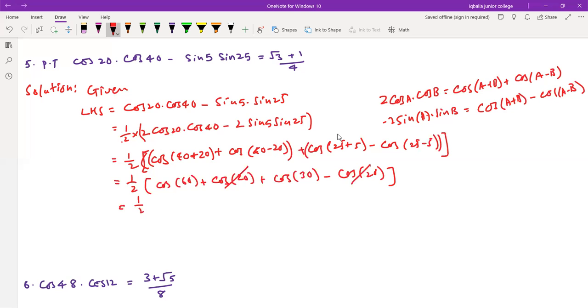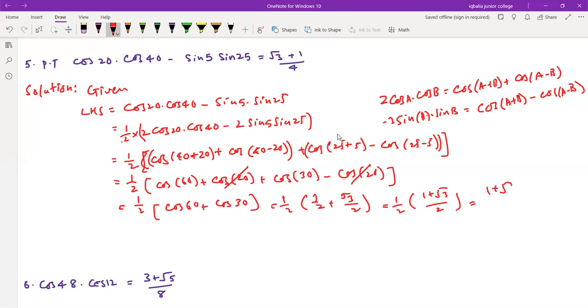So here we will have 1 by 2 of cos 60 plus cos 30. Cos 60 is nothing but 1 by 2, and cos 30 is nothing but root 3 by 2. So 1 by 2 times 1 plus root 3 by 2, then the answer will be 1 by 4, that is the right hand side.